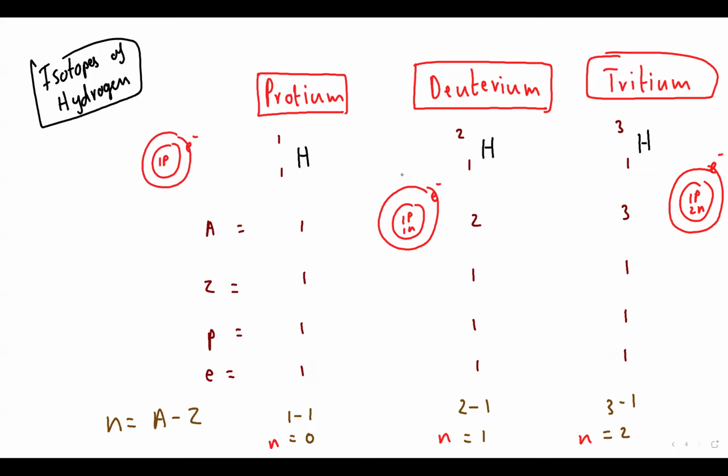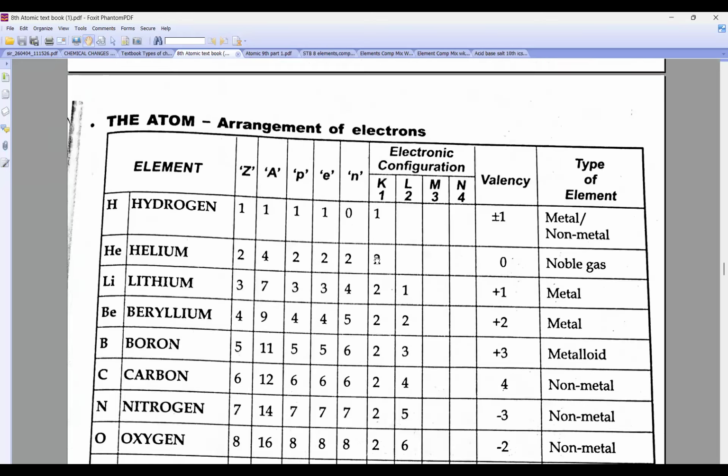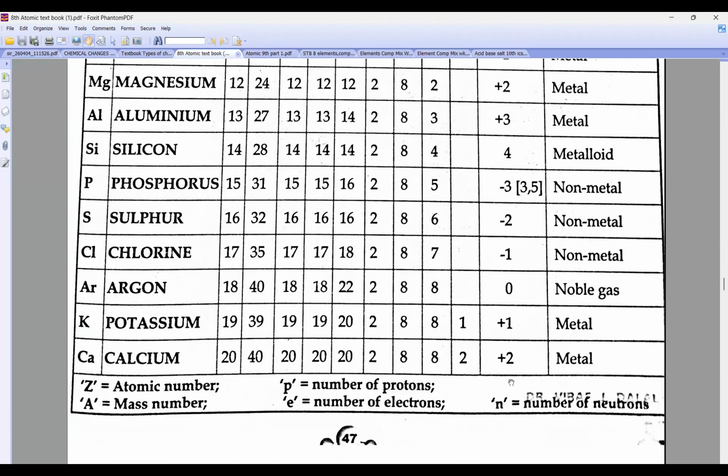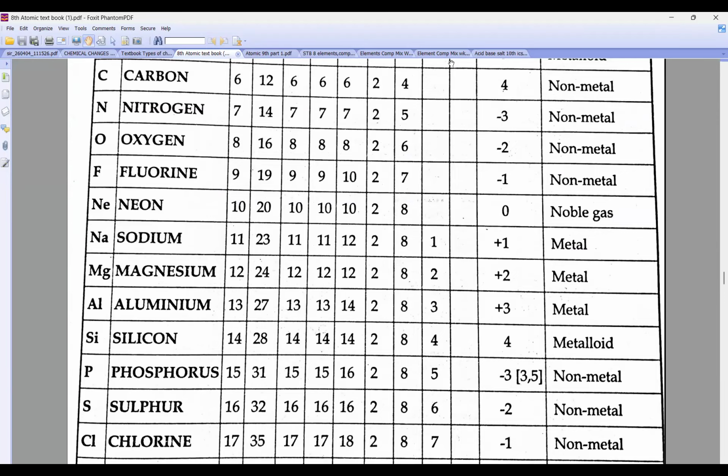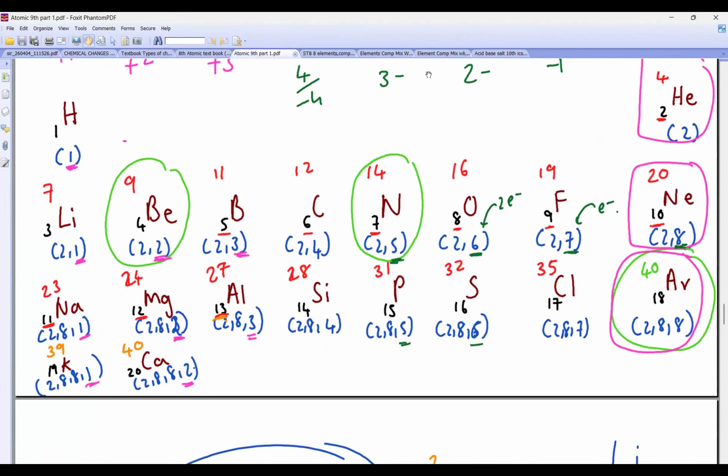Protium, deuterium, tritium. So, in your school, they have told you till electronic configuration. We have done till here. But in electronic configuration, I wanted to show you one thing. Hydrogen, how many electrons were there in the outermost shell? One. Lithium is one. Here how much is there? Two.